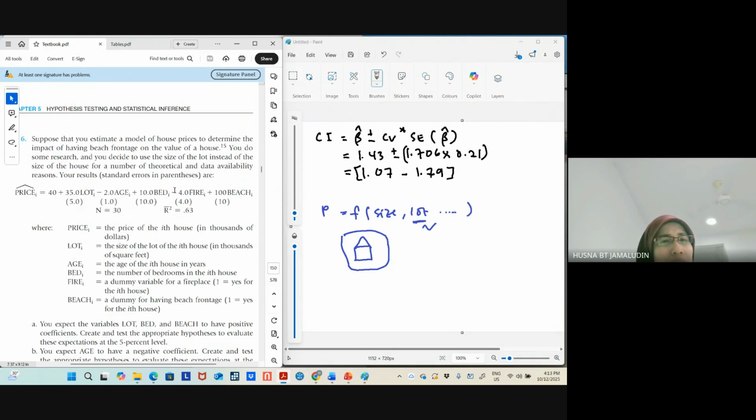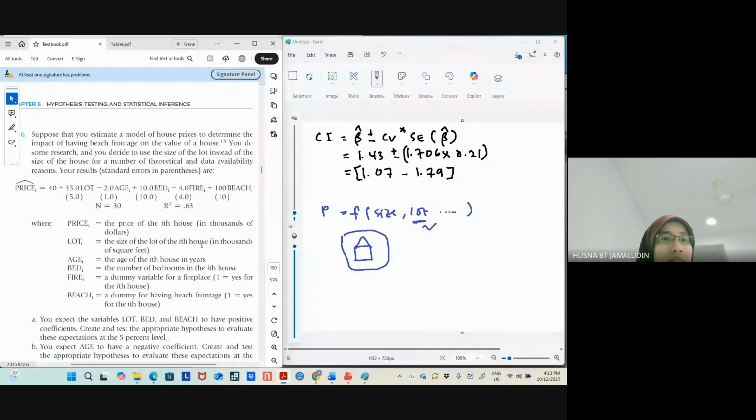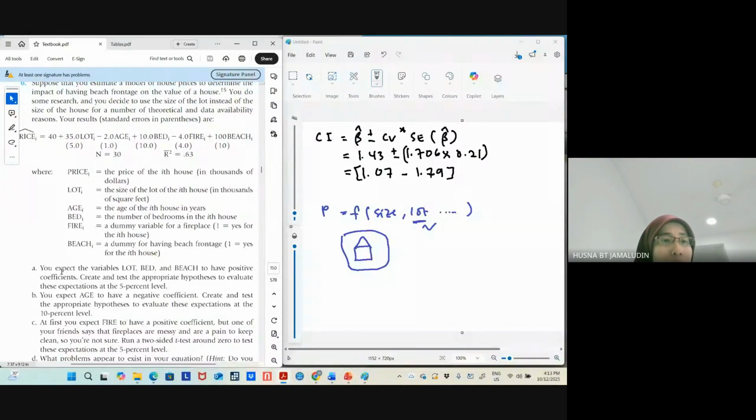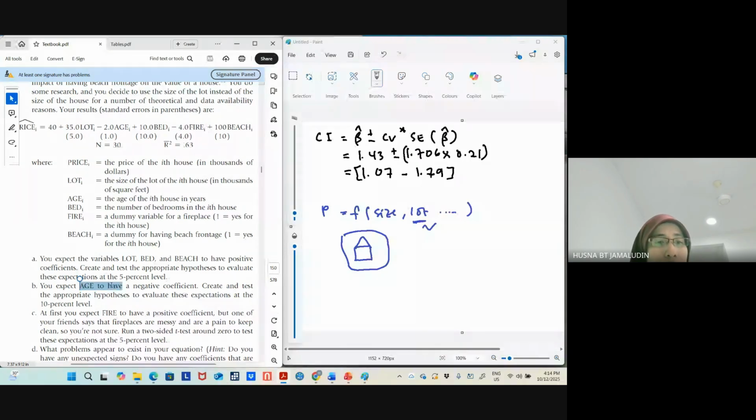Now you are not happy with the fire, the rest of it you are happy. Okay, let's keep moving. You expect the variables lot, bed, and beach to have positive coefficients, of course. Create and test the appropriate hypothesis. This is just testing the hypothesis whether these variables are significant or not. I will skip this because I have demonstrated 3 examples. And then you expect age to have a negative coefficient. Test the hypothesis. Again, I will skip this because we have done it.